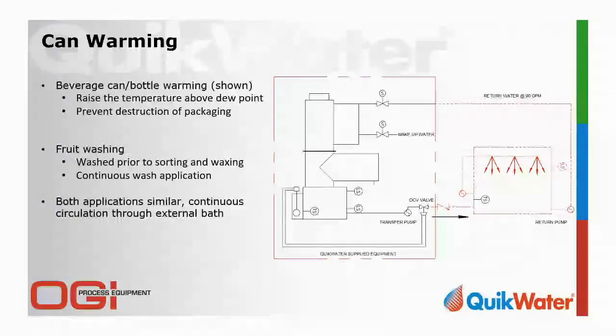Installed downstream of the pump is a level controlling OCV valve. This valve is used to maintain the level of the water inside the QuikWater heater, where it opens as the level rises and closes off as the level drops. This valve is used in this process to prevent the heater from hitting either the high or the low float, both of which will interrupt the continuous process.